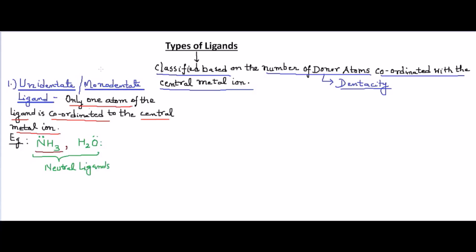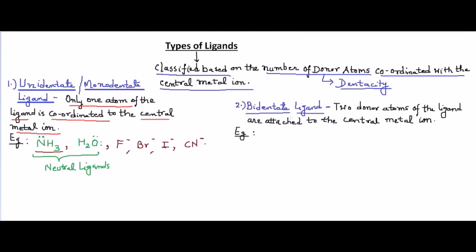Then there can be ionic ligands also which are monodentate, like the halides: fluoride, bromide, iodide. These are also monodentate ligands because only one atom is getting attached to the central metal atom, and they are negatively charged. Also among ions is the cyanide ion, which is unidentate because only one atom is the donor atom here. So these are a few examples of the unidentate or monodentate ligands where only one atom is directly attached to the central metal ion.